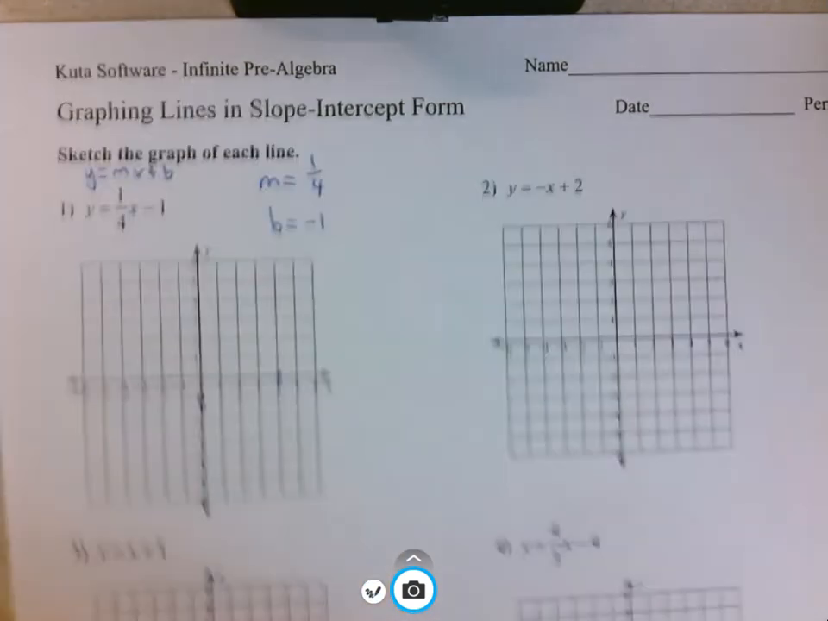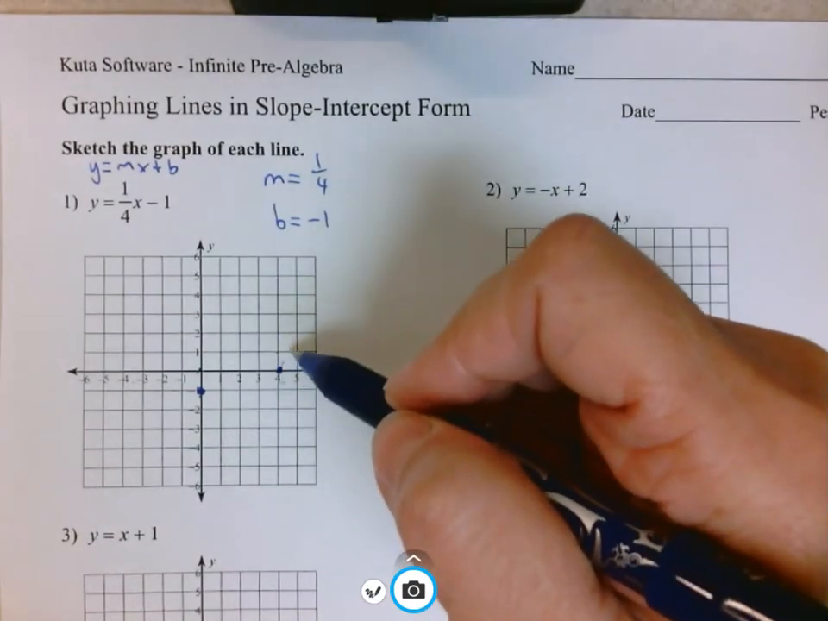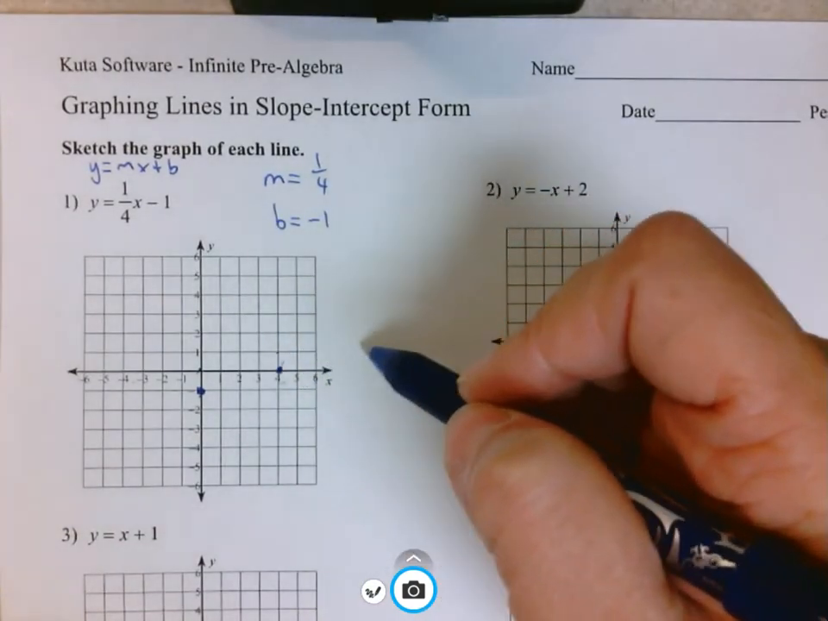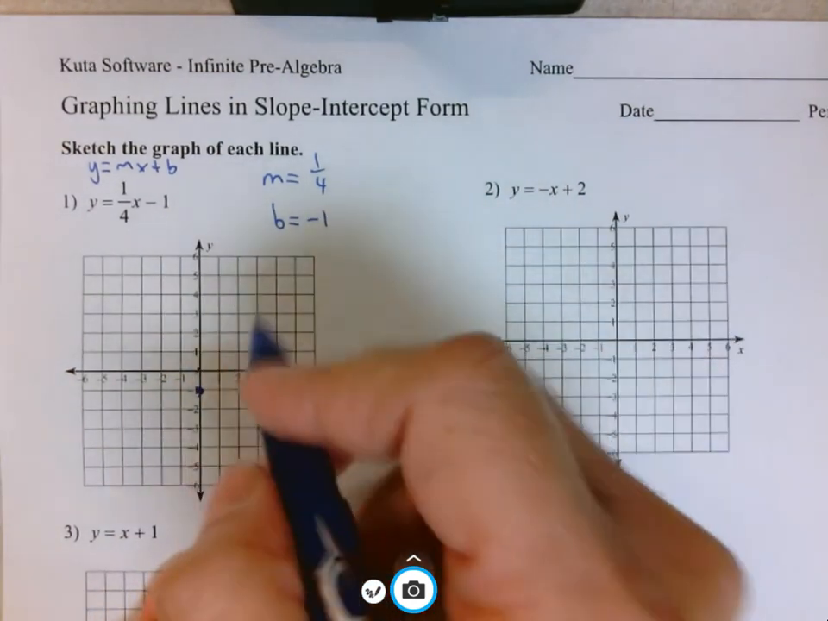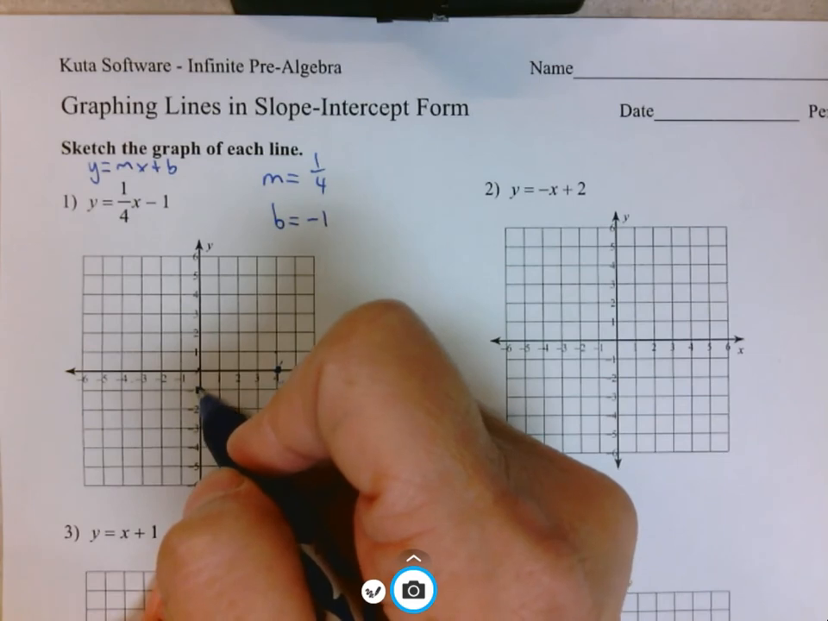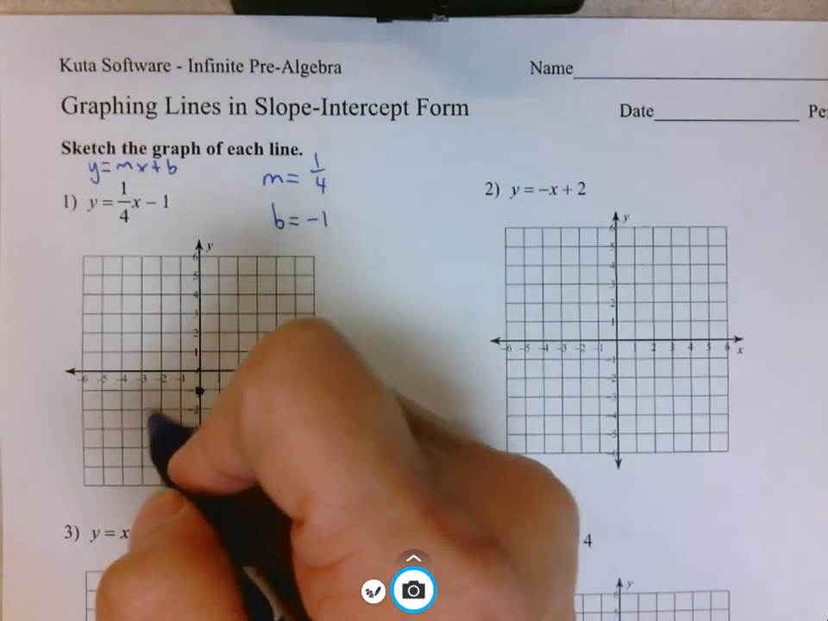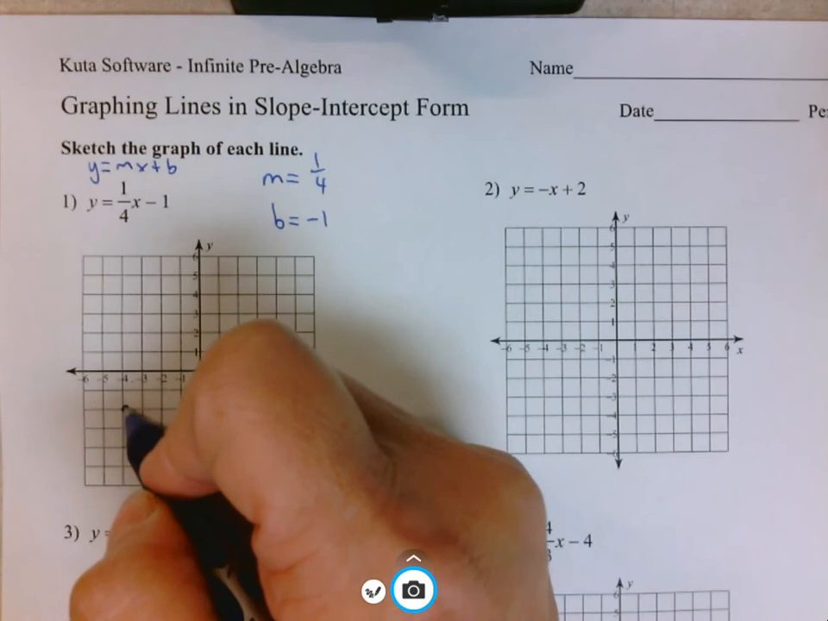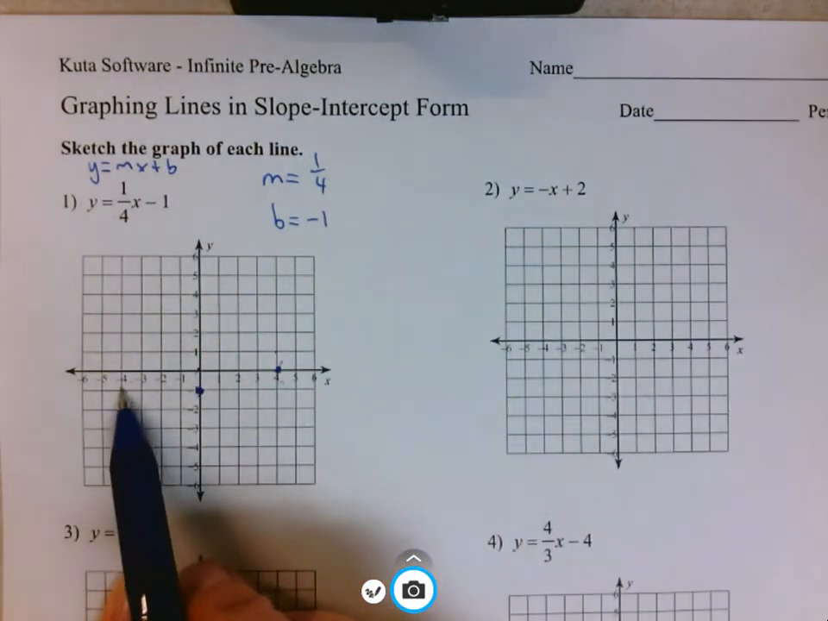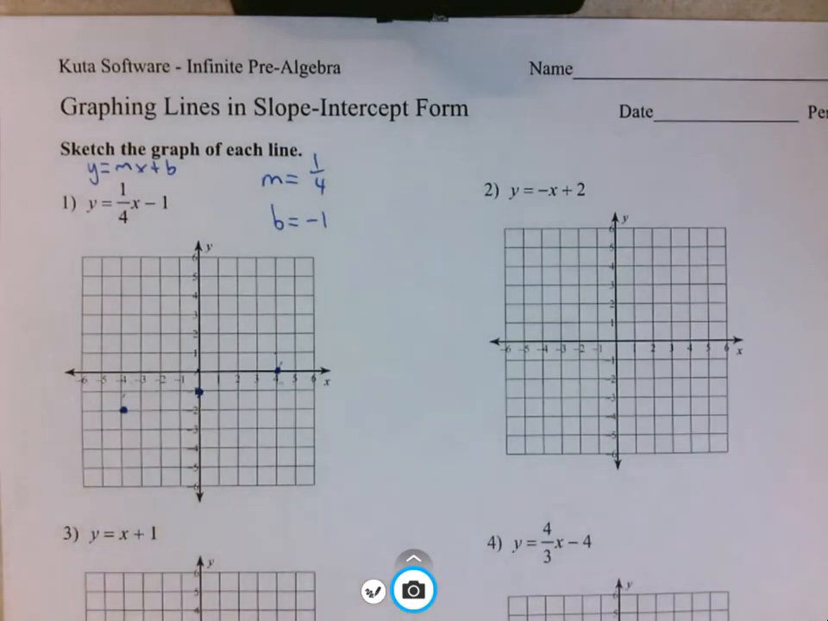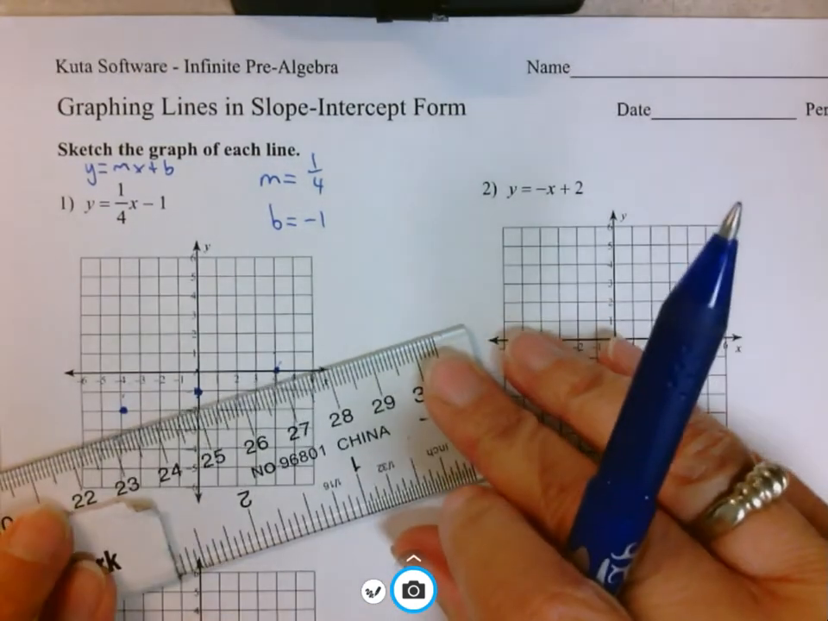Now, if I had more grid, I could do it again. Rise 1 and then run 1, 2, 3, 4. But I'm actually out of space here. So let's go the other way. What would be the opposite? Would be if I went down 1 and then 1, 2, 3, 4 the other way. Okay, so from each point to the next point, it's rising up and then across. And so now I'm going to have 3 points.